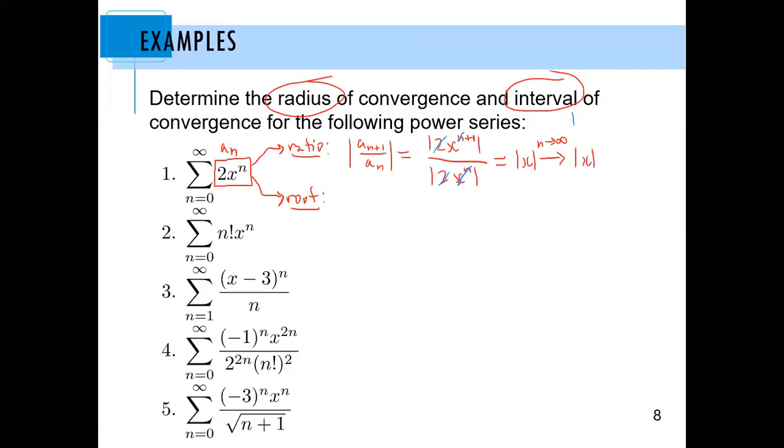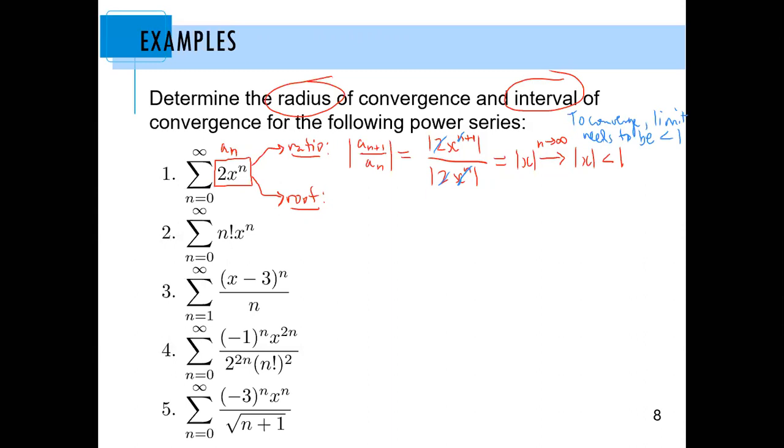So to converge, the limit needs to be what? Needs to be less than 1. So I impose that on the limit. The limit is absolute value of x. That limit needs to be smaller than 1. And now you see which x values you can actually plug in. Absolute value of x less than 1.